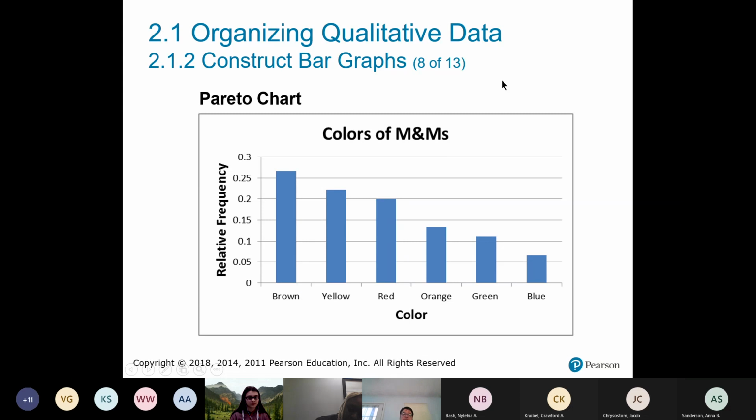Now, I'm not going to say it's used a lot, but I will say that you could be asked that question on a standardized test. What is a Pareto chart? Or which of the following is a Pareto chart? And you're looking for order. You're looking for descending order.